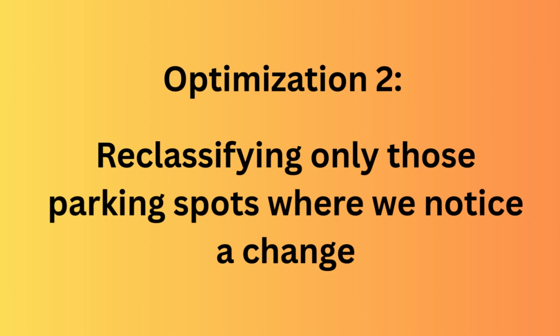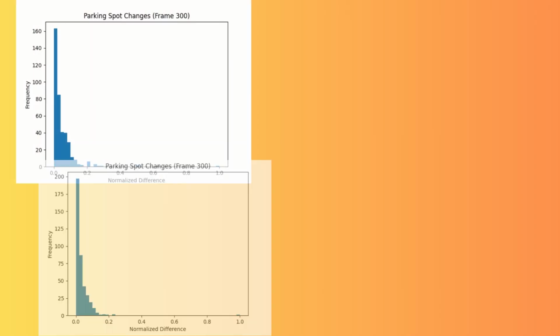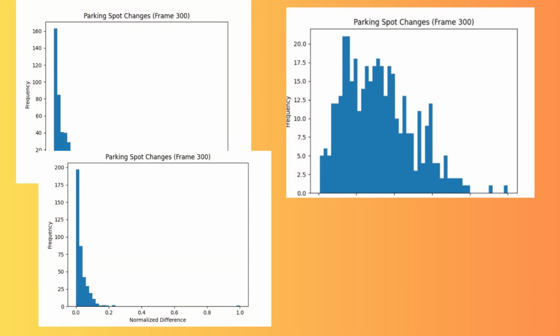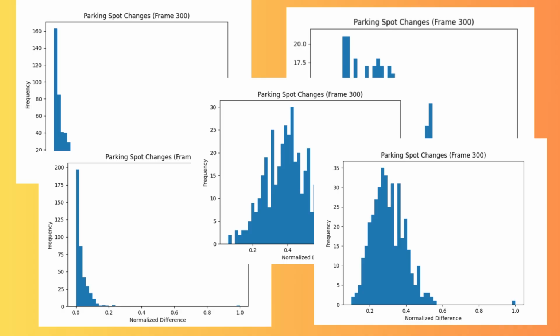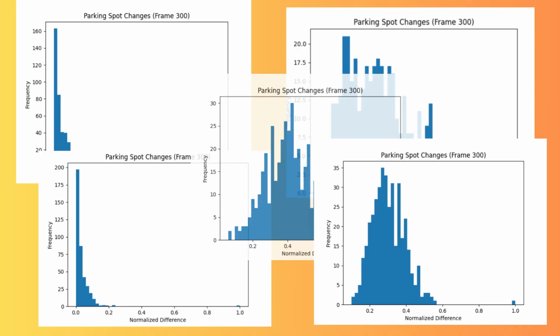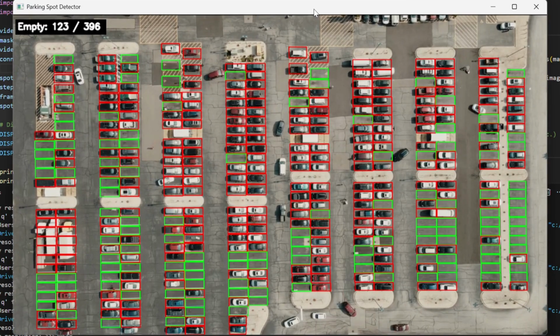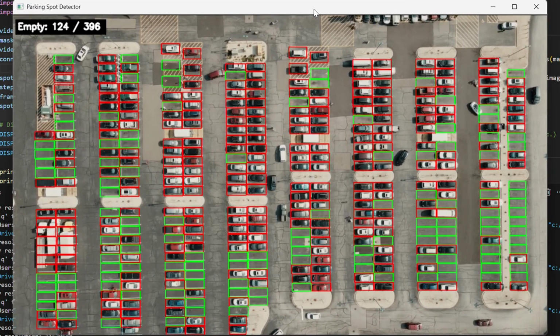Why rerun the model on a spot where nothing changed? I even visualize the pixel differences to tune the threshold. Only the spots where cars are entering or leaving show significant differences, so I only reclassify those. And the result? Smooth, real-time detection.